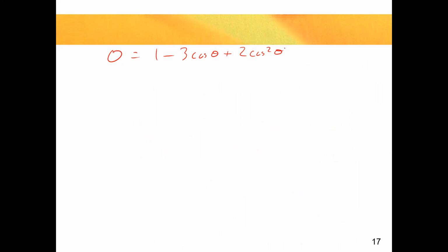I don't like to see it this way. Can we do it like this? I'm going to put 2 cosine squared theta minus 3 cosine theta plus 1 is equal to 0. We good? Flip them all across the equal sign and then put them in the order that I like.